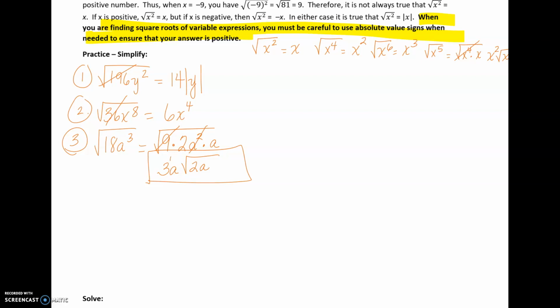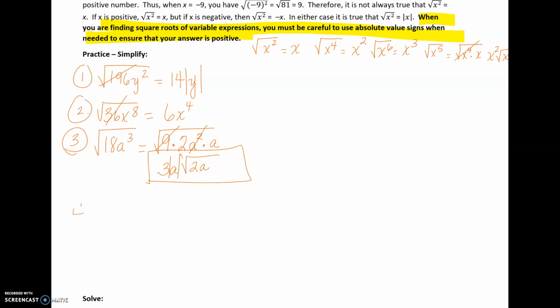And that a on the outside came from an even exponent under the root, so now that it's odd, it has to be absolute value. So it's 3 times the absolute value of a times the square root of 2a.